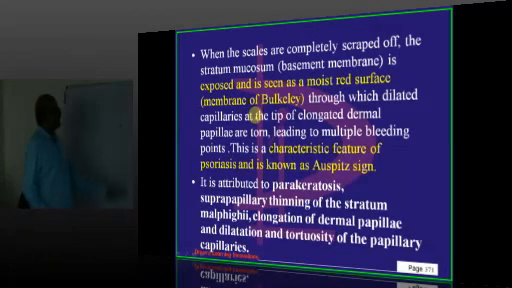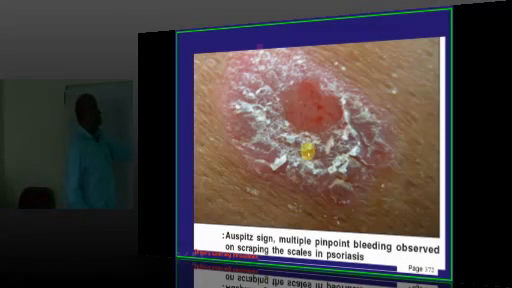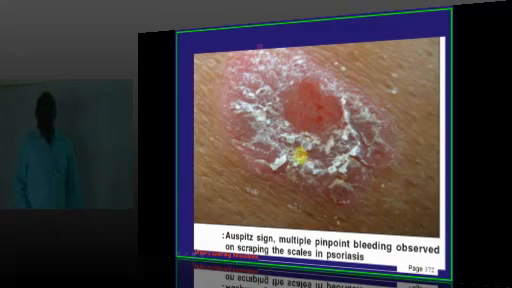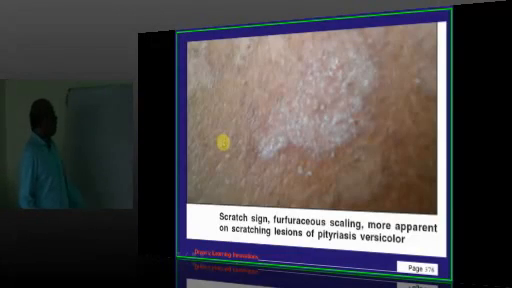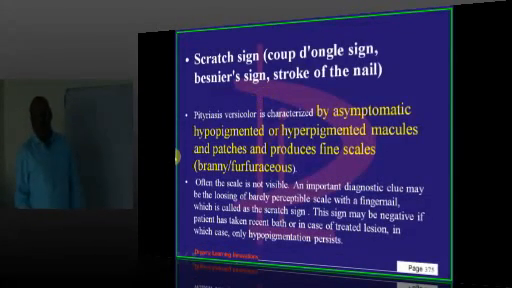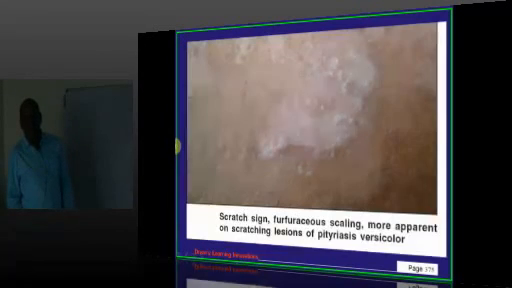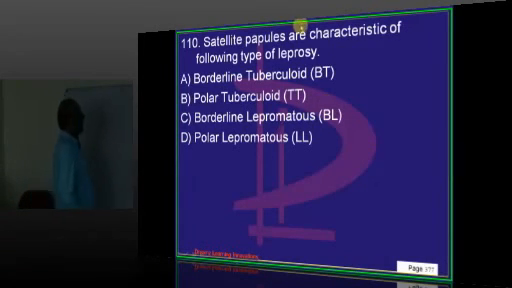whichever. So, Auspitz sign, one more candle grease sign, or candle light, oh, I forgot what already I taught. This is Auspitz's, pluck it, find a petechial lesion. Then scratch sign. Scratch sign is also called Coup d'ongle sign. Then comes Nellore sign. Many other signs are after this.